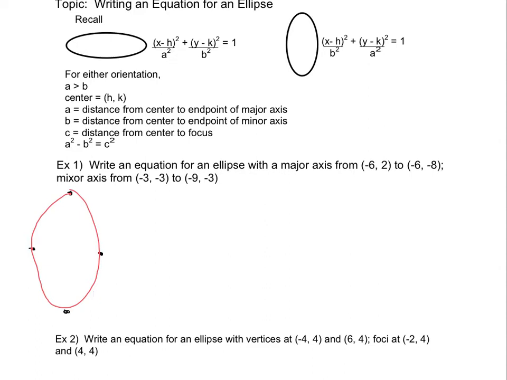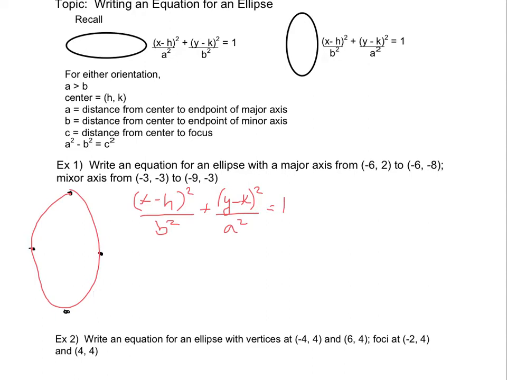Well, I can already see that it's vertically stretched, so I'm going to make sure that y is over my a and x is over my b, so I'm taking this formula here. So I'm going to use the form x minus h squared over b squared plus y minus k squared over a squared equals 1. So now I have to figure out what A and B are. Well, I also have to figure out what my center is.